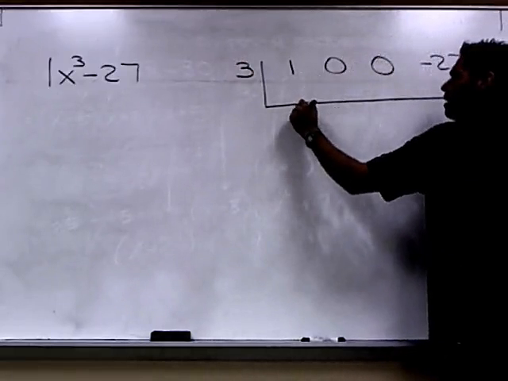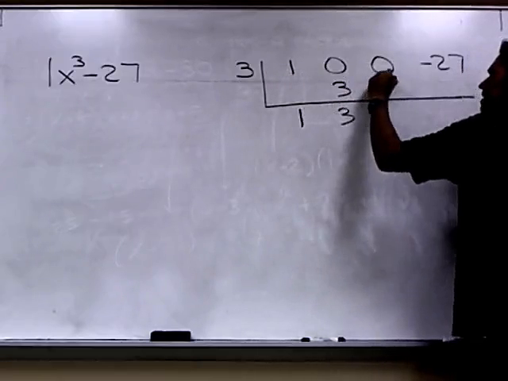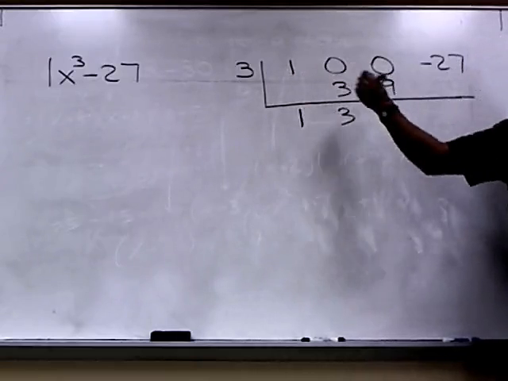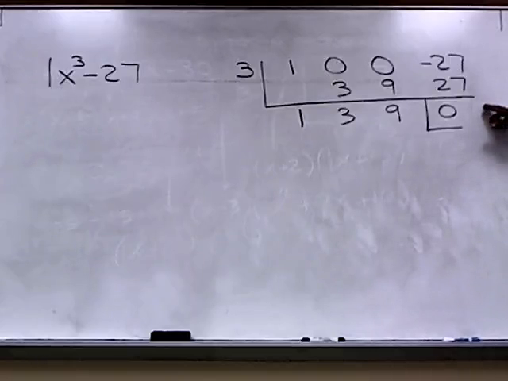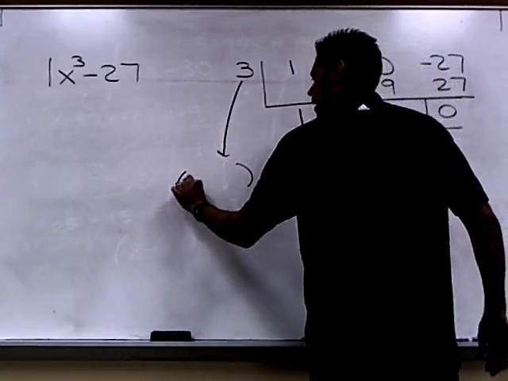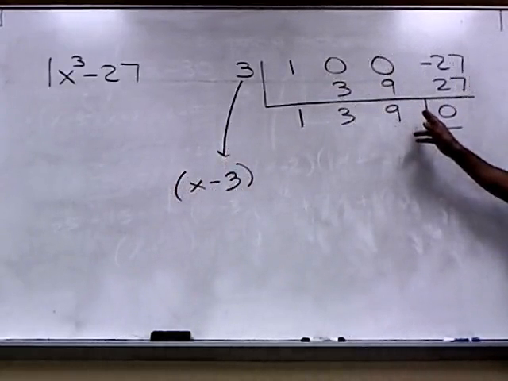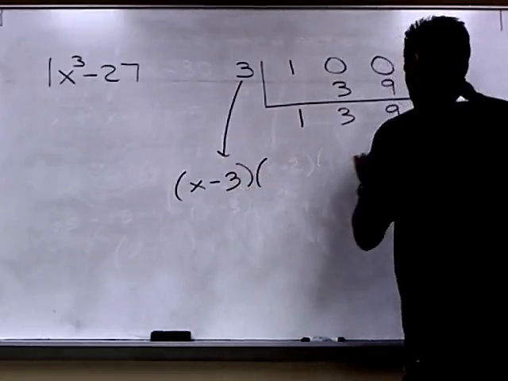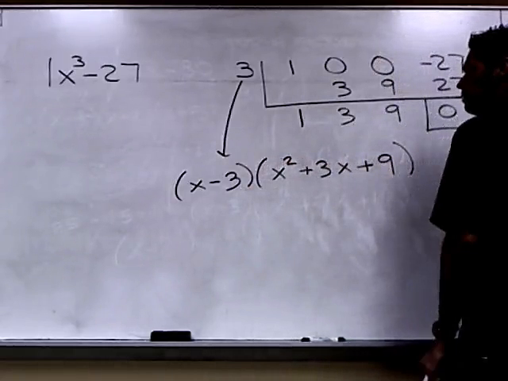Bring this down, we have 1. 3 times 1 is 3. Add down, we get 3. 3 times 3 is 9. Add down again, we get 9. 3 times 9 is 27. And then you get 0, which is what we need for this to work. So what does this give us? A factor of x minus 3, right? And then we have 3 numbers, so we know it's going to start with squared. 1x squared plus 3x plus 9.